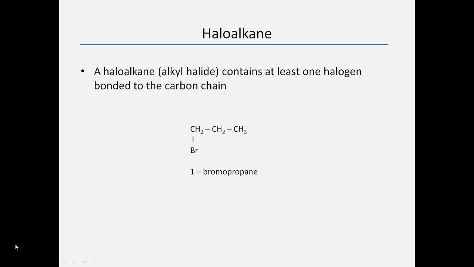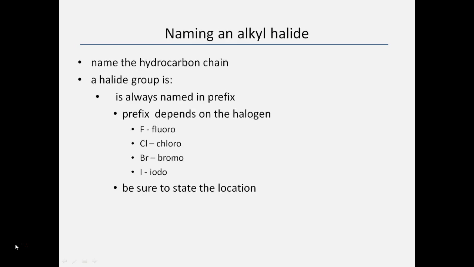The second lowest functional group, which we've also named, is our acyl halides, where we have at least one halogen. We already talked about naming this in class, where it is named in a prefix, and depending on the halogen, that determines what the prefix would be. And again, we always have to make sure we state its location.